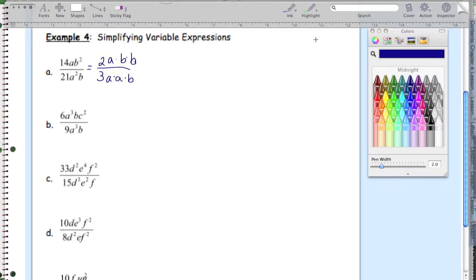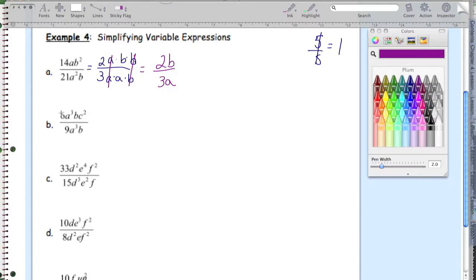Now we said before that if I have, say, 5 over 5, that's the same as just 1. A number over itself is the same as 1. So the same with a variable. A over a cancels out, that's just 1. B over b cancels out, that's just 1. And I get 2b over 3a.